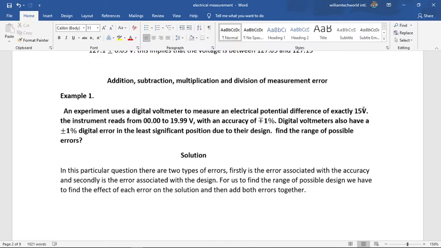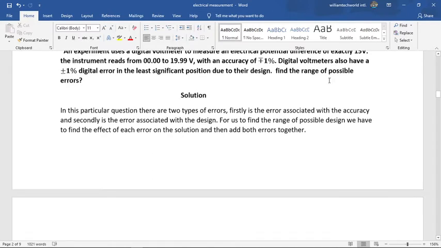They're trying to measure the voltage across maybe the circuit, and they got 15 volts. Now they say that the instrument reads from 0.00 to 19.99. Maybe the instrument has been calibrated as 20 volts, but now it's reading 19.99 volts. So there's still some missing 0.something volts there that is still missing to make it complete.